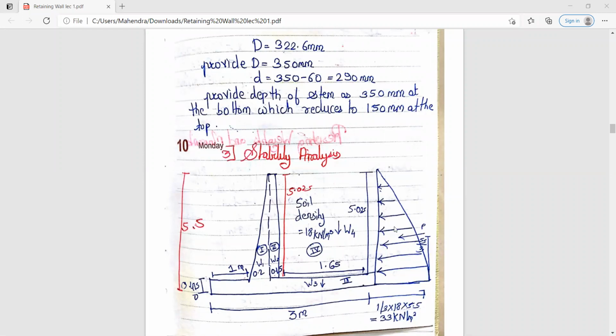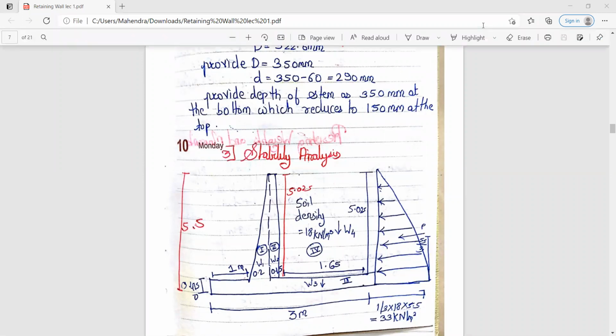As we are considering the stability analysis of the total retaining wall, it is 1 by 3 into soil density, that is 18, into total height, that is 5.5. So it comes up to be 33 kilonewton per meter square. And this distance will be h by 3, that is 5.5 by 3.